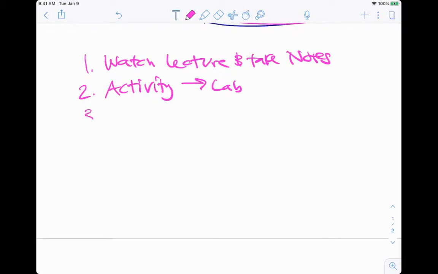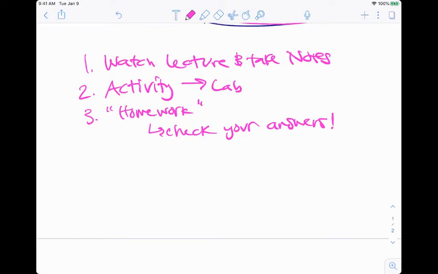I usually post it in order of the steps that you should do the work in. And then number three is you should attempt the homework. And while you're working on this, check your answers. Okay, I've posted the answers for a reason, all right? I want you to check your answers as you're doing the homework. I want you to make sure that you're getting the same answers that I'm getting, okay? To let you know that you're doing it correctly.